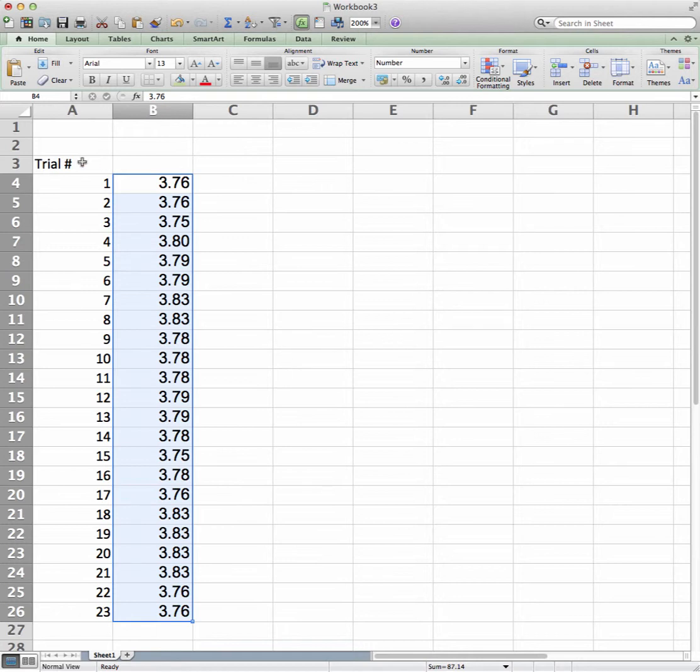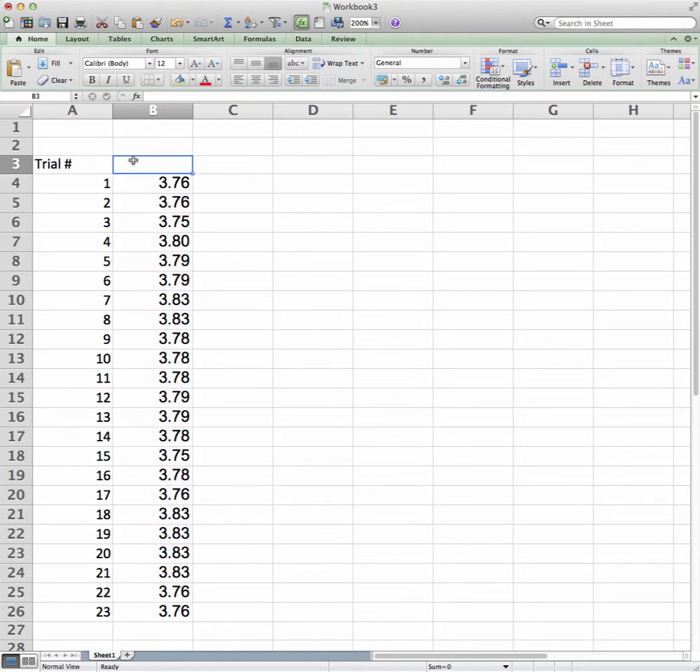All right, so we have the trial number. In this case here, let's call this the width. And I put in my units. But there's more information I want to record. So I'm going to take this and move it upward like so. And the first thing I'm going to do here is record the reading error.